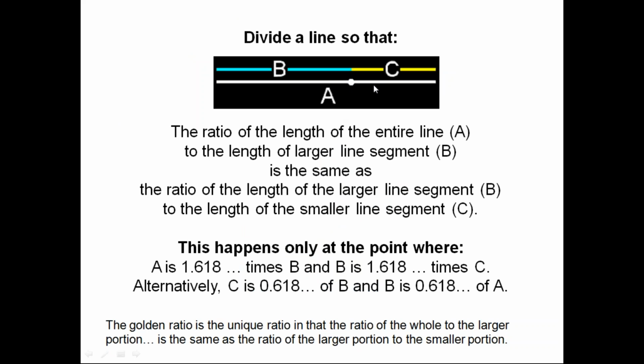So that this ratio, again, the ratio of this entire line to the length of the larger line of B is the same as the ratio of B to C, right? So you can see it. And again, it's only at this point where it happens. This is this magical point in the line that's called the golden mean. It only happens at this point. So again, it's this ratio.